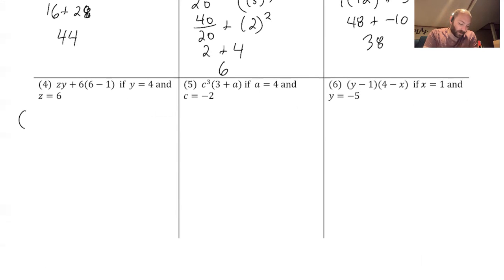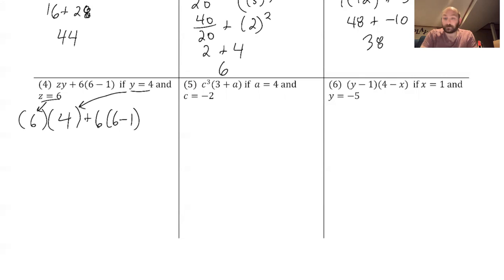So I'm still going to do my parentheses, but I just have to be careful what goes where. Plus 6 times 6 minus 1. So y is 4, z is 6. So I'm going to make sure that this goes here for 6, and then this is going to go here for 4. Okay, parentheses, I'm going to start with that one, 6 minus 1.